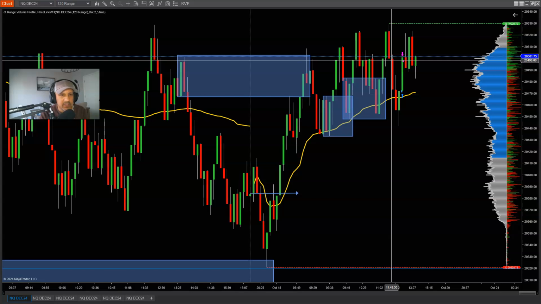And you have to understand this too. Not every setup is going to work out, meaning every zone, okay? You have to know when to cut it and again, to preserve your capital and get out of the trade.